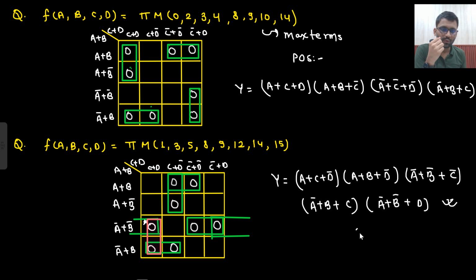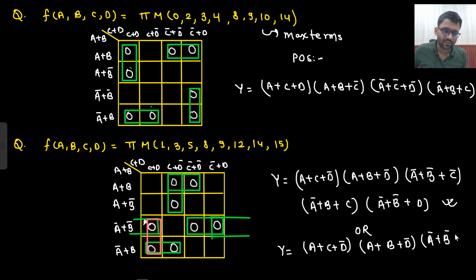Okay, or what could be the expression? Or the expression could be, first 4 terms will go as it is. But in the last term we will go with the pink one. So in the pink one A bar is constant and C plus D is constant. A bar plus C plus D.